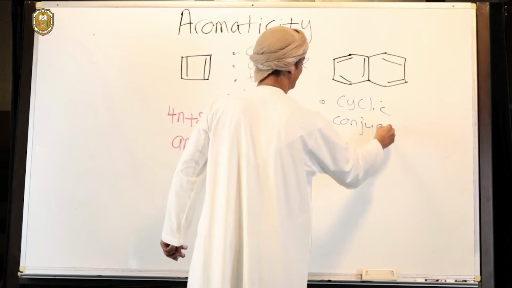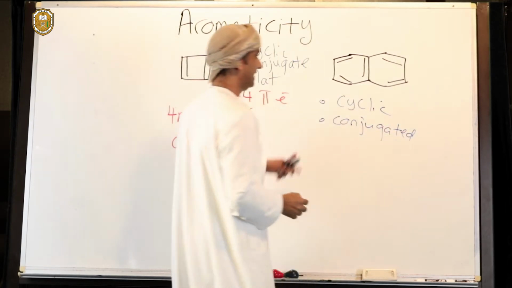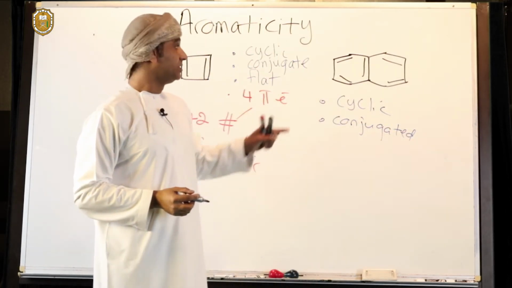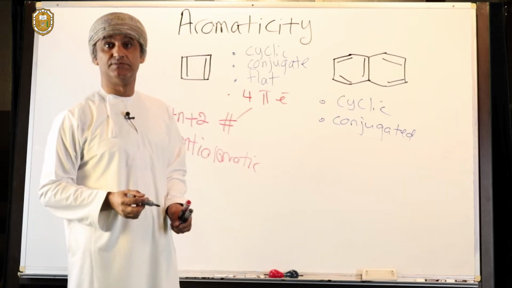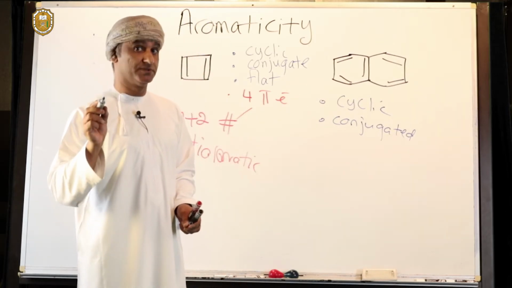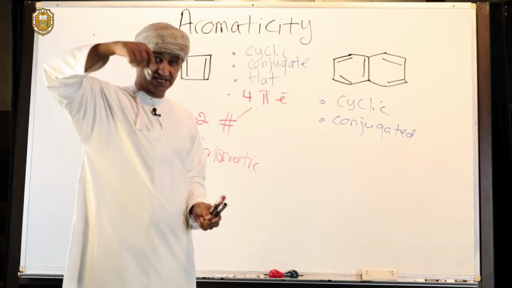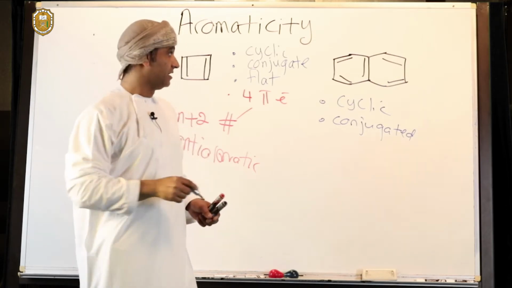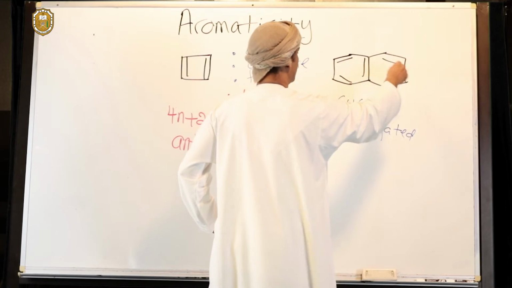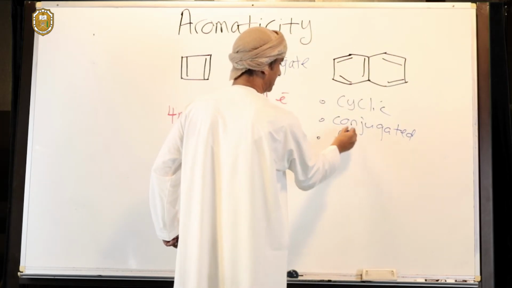We can double check. If you look at the carbon atoms on naphthalene, you would find out that all of them are actually sp2 hybridized. There is a p orbital on each of them, so there is cyclic conjugation on the naphthalene ring. Remember, there is a p orbital on each of them. Is it flat? Of course it is flat or planar.